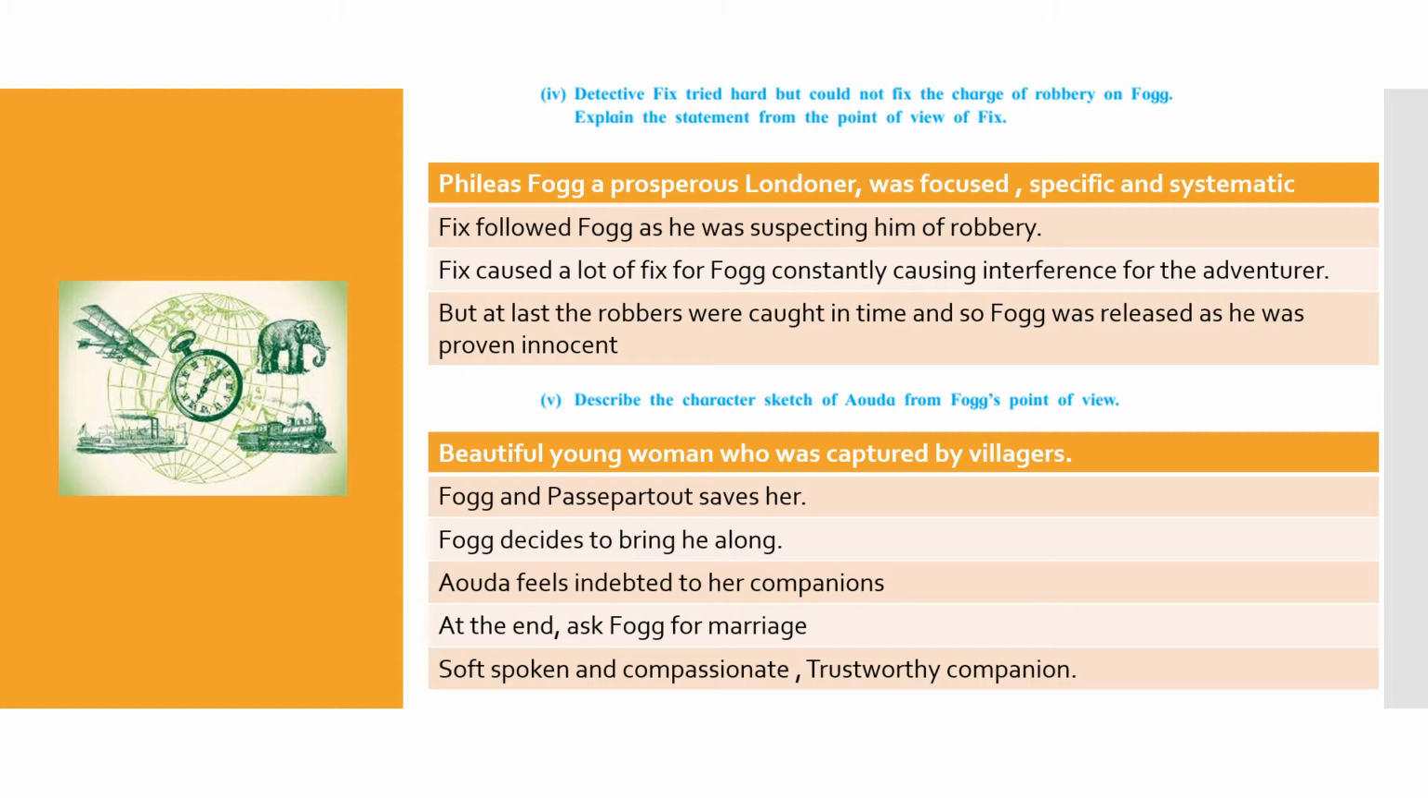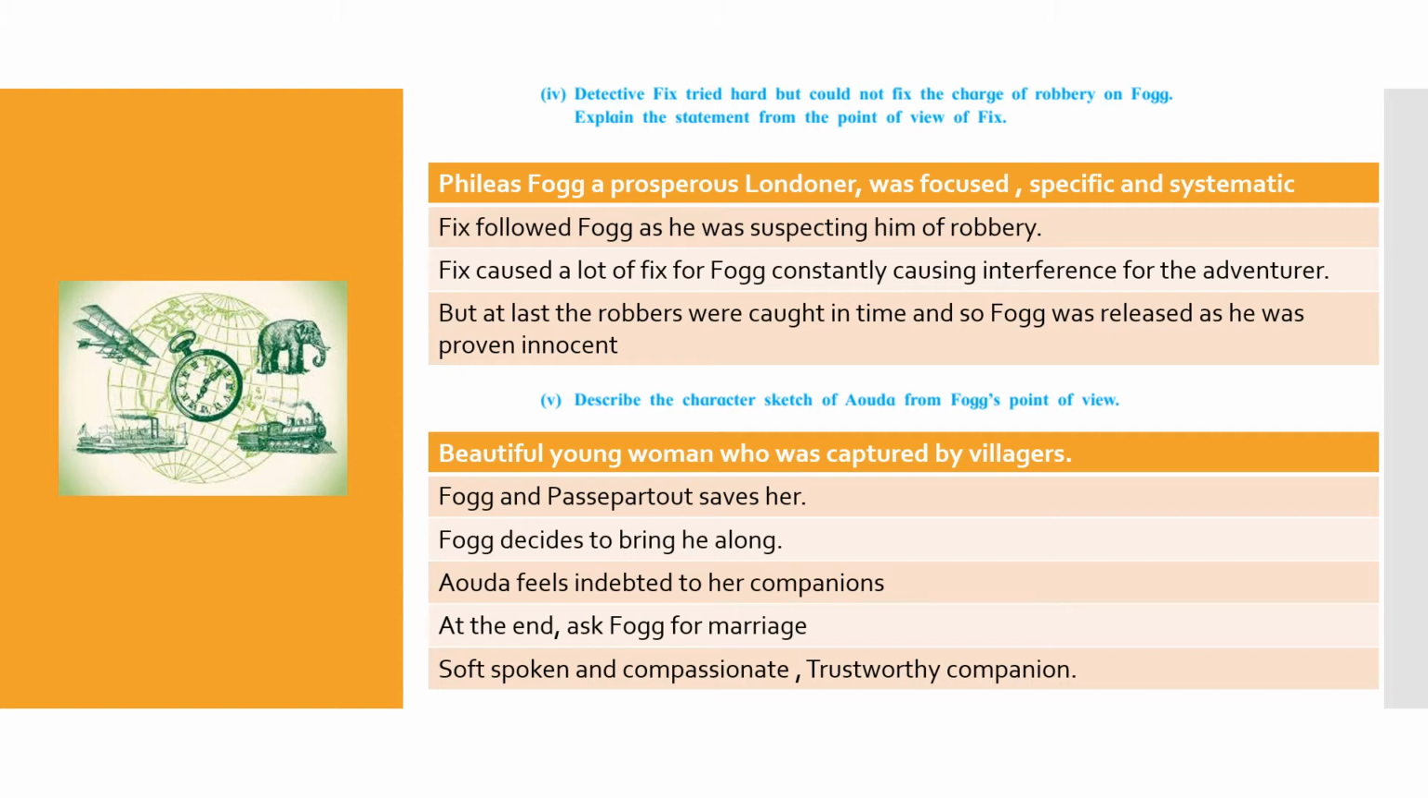With the help of Passepartout, Fogg decides to bring her along on the remainder of his trip and back to England, when they learn that the relative she planned to stay with in Hong Kong has moved away. Throughout the rest of their travel, Auda feels indebted to her companions for saving her and gradually falls in love with Fogg. At the end of the novel, she returns to London with Fogg and asks him to marry her, even though they believe he has lost the wager, thus his entire fortune.